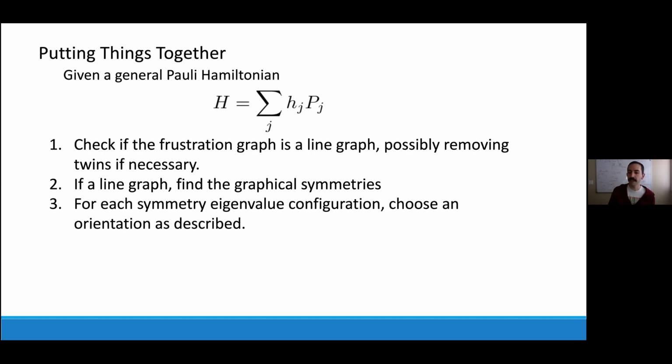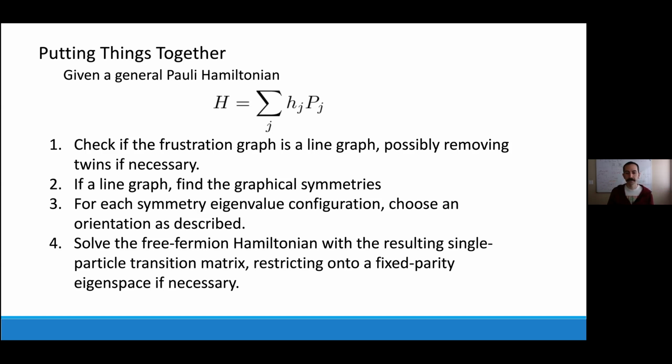For each symmetry eigenvalue configuration, we choose an orientation by first fixing a spanning tree on the graph, and then making all of the other signs self-consistent whenever we add edges to that spanning tree. Then we can solve the free fermion Hamiltonian with the resulting single particle transition matrix by the standard Jordan-Wigner technique. We diagonalize the single particle matrix over SO(2n), and then restrict onto the fixed parity eigenspace if parity was one of the graphical symmetries that we identified, fermion parity, which I glossed over. So that's it. This is how you solve a general model. This is the most general solution for anything which is a generator to generator mapping.